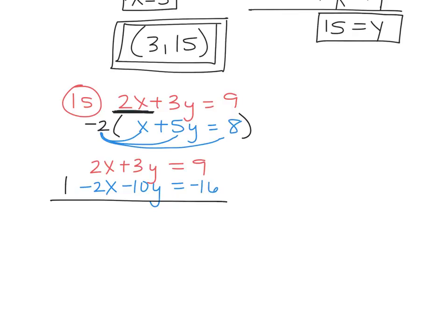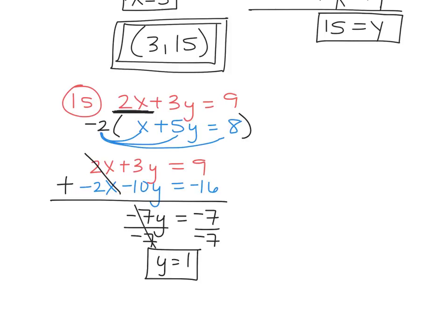So we're going to add those together. 2x plus a -2x cancels. 3y plus a -10y is a -7y. And then 9 plus a -16 would be a -7. So we're going to divide by -7. And you get y equals 1.